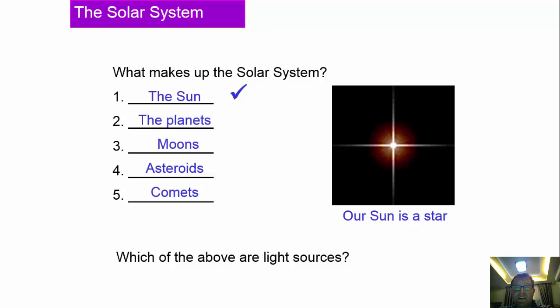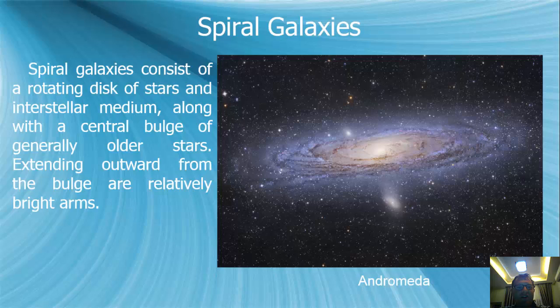So our solar system is a star, and our Sun is part of a wider spiral galaxy. This consists of lots and lots of stars. There tends to be a central bulge of generally older stars, and then extending outwards are these bright arms which rotate around the central bulge. And as it happens, we sit about midway on an arm of the spiral galaxy.